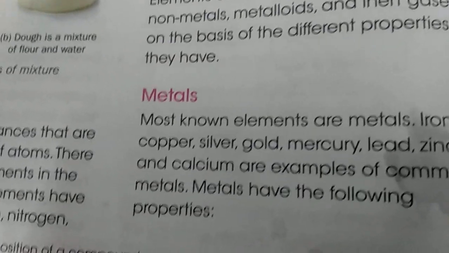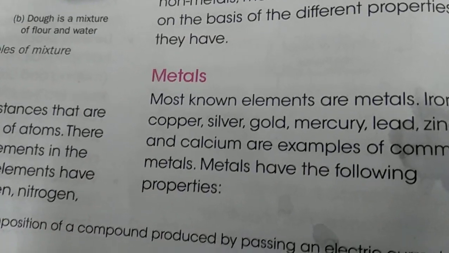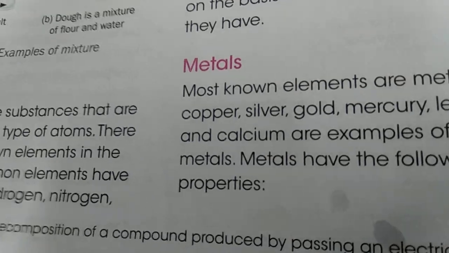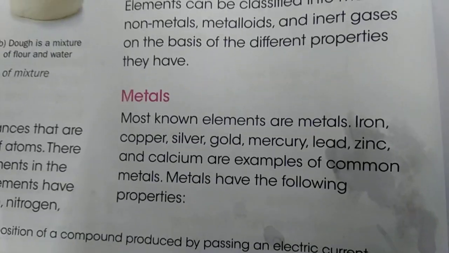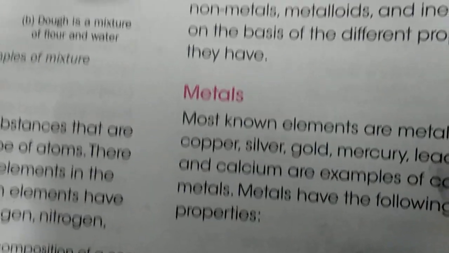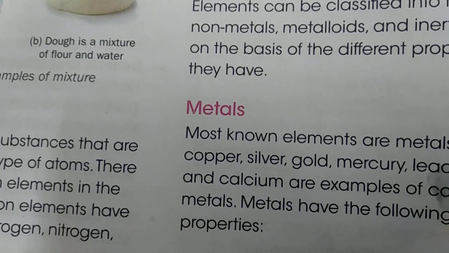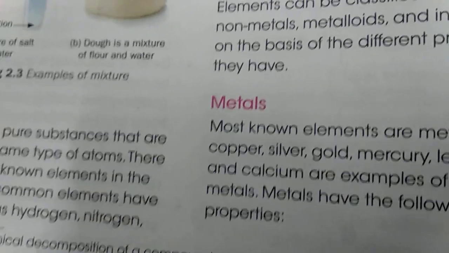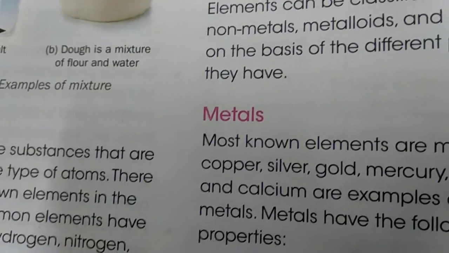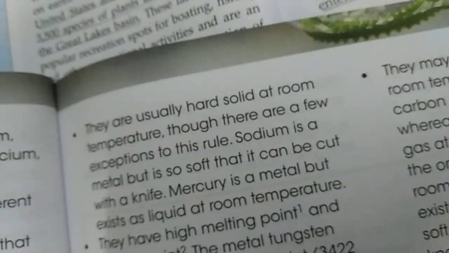Good morning, class 6. So we will start our next topic, metals, of chapter 2. What are metals? Most of the elements are known as metals, like iron, copper, zinc, gold, lead, calcium, etc. These are common metals. How do we know that these are metals? And what are the properties of metals?